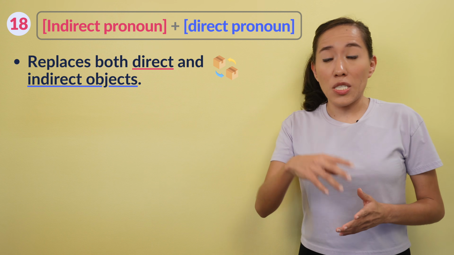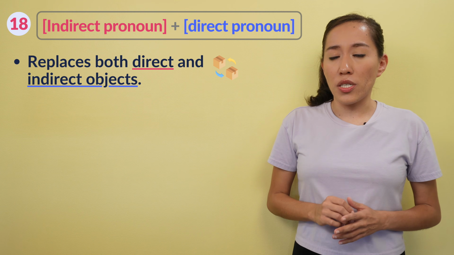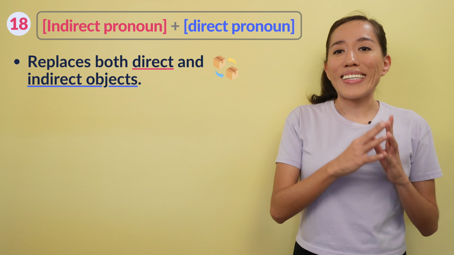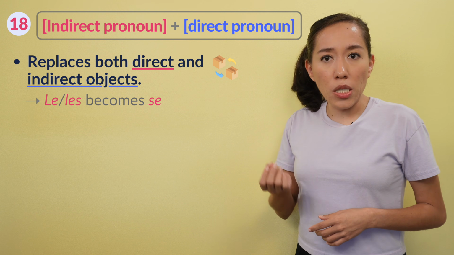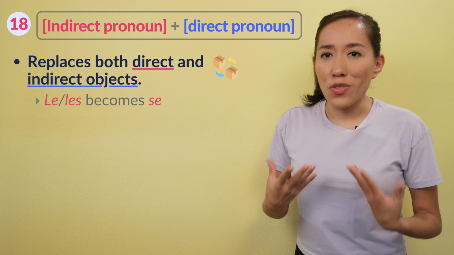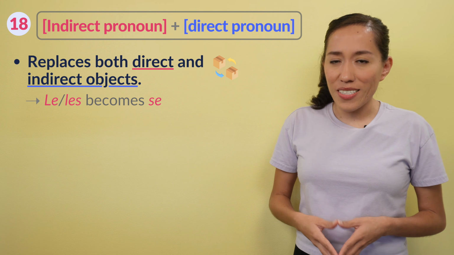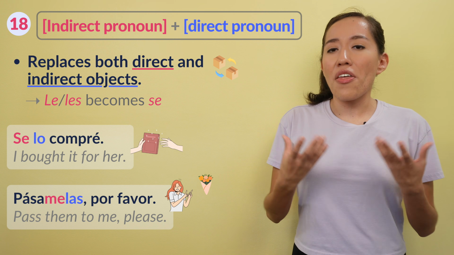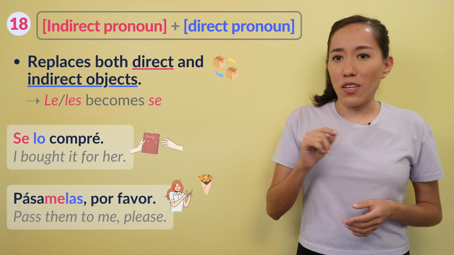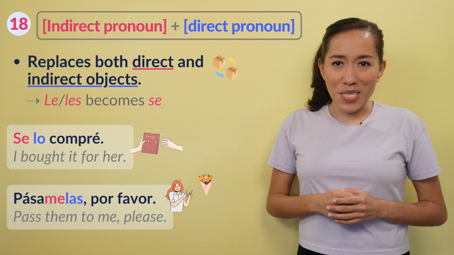In this context, when we're replacing both objects, you have to remember that le y les are going to become se for pronunciation purposes, but also to avoid misunderstandings. Check how efficient these sentences are. Se lo compré, pásamelas, por favor.